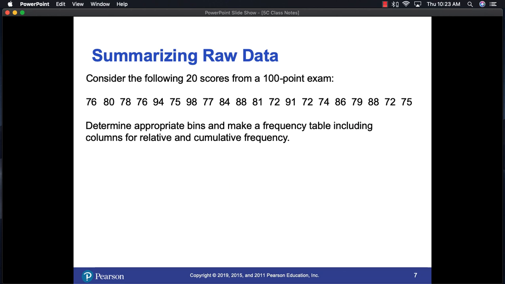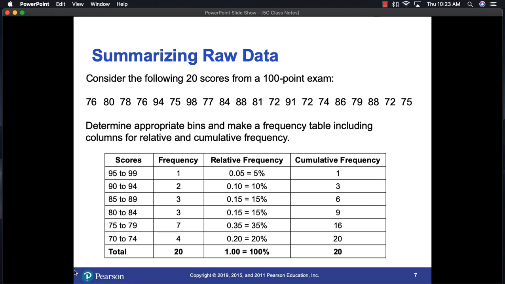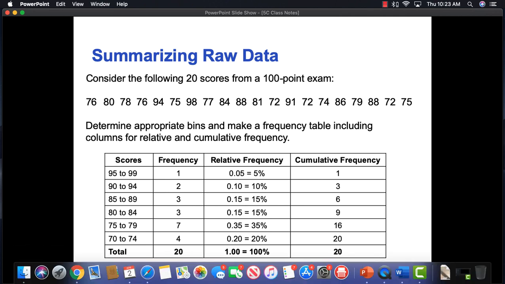So let's take a look at a bunch of data. Let's say there are 20 scores listed here from a 100-point exam. So let's say I gave you an exam, and these were all your scores. This looks like a pretty good score spread here. It doesn't look like too many people did poorly on this one. So let's hope that's our scores for our next test. What we're going to do is determine appropriate bins and make a frequency table. And I think it's best just to give you the table right away and we'll discuss. So here's the table.